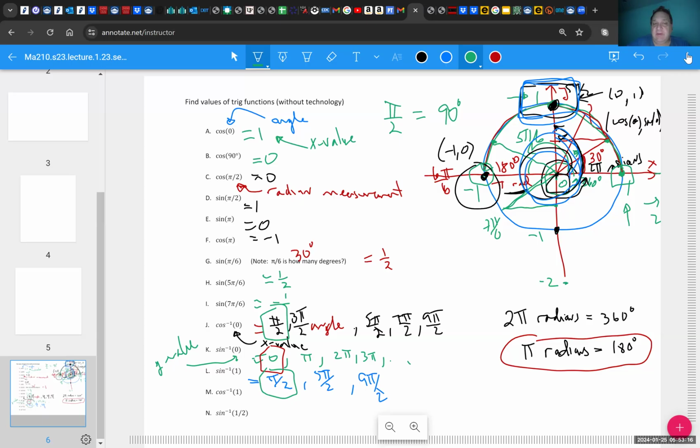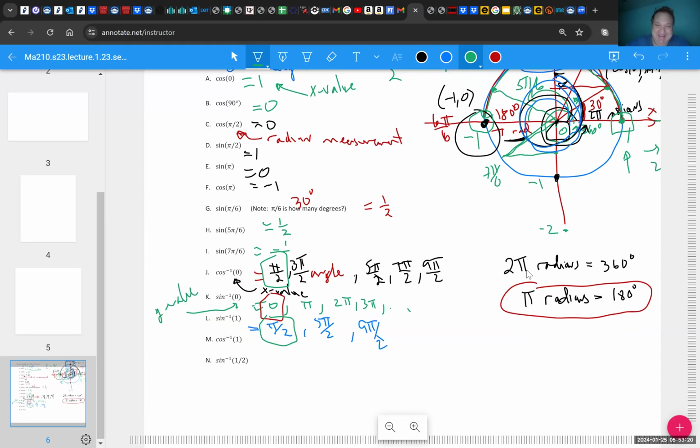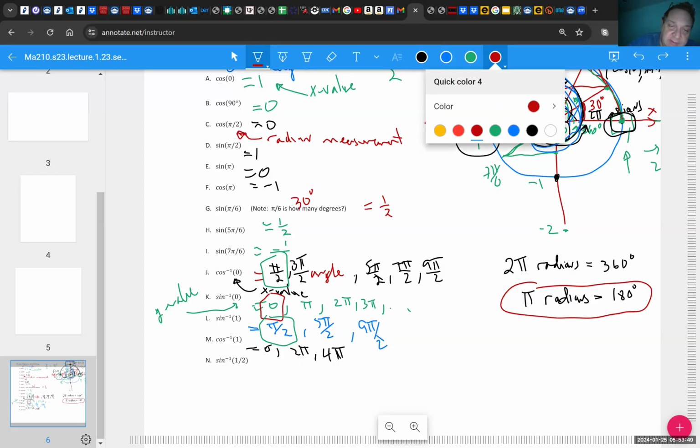Second to lastly, cosine inverse of 1, we have an x value of 1. So here's where the x value is 1. What's the angle there? The angle is 0. Pi doesn't work because the x value is -1, but we can do a full circle rotation and get to 2 pi. That also works. Or 4 pi, which is 2 rotations. Once again, the default answer is 0.